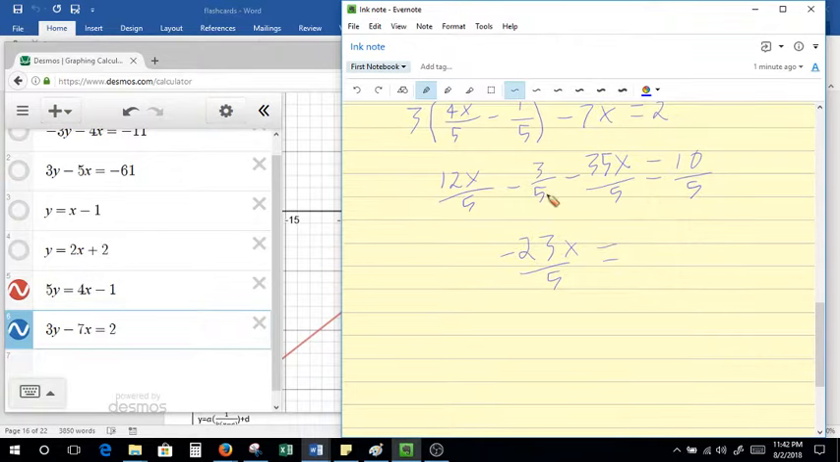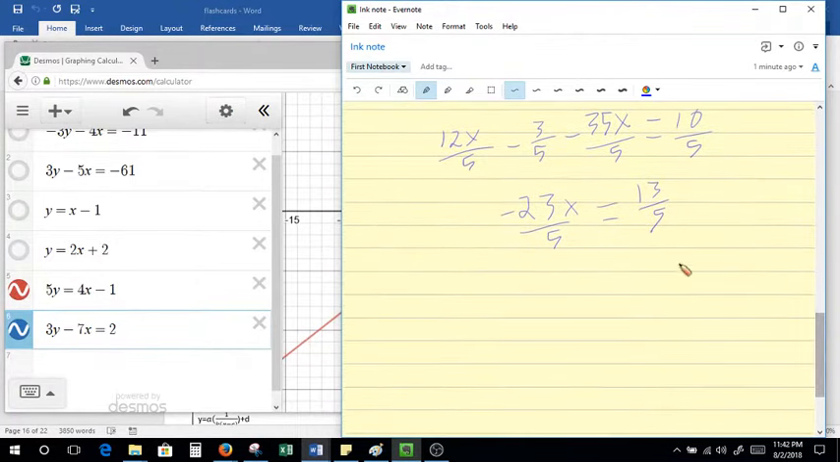And we can move that negative 3 over 5 to this side, and that will become 13/5. Now we can multiply both sides by 5 and get rid of it. Actually, we could have done that earlier as well. And we get 12. Whoops, I was looking at the wrong line. We get negative 23x equals 13. X equals negative 13 over 23.